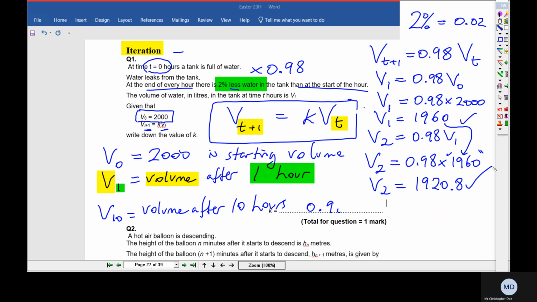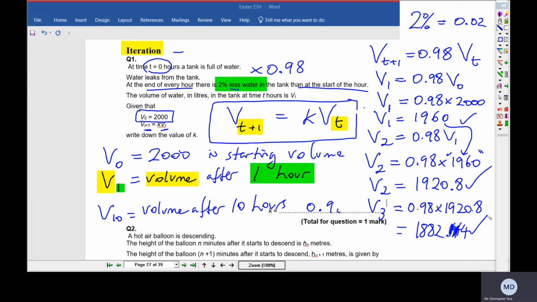What is V3? If you can do V3, you are doing iteration. This is one way of doing it. 1882. Come on, Kieran. 1882.384. Yeah, okay, let's have point 4. Do you agree with Kieran? It's 1882 point something. Tick.